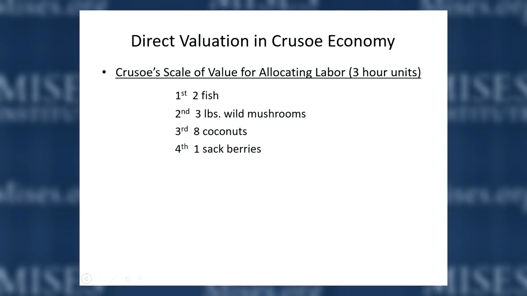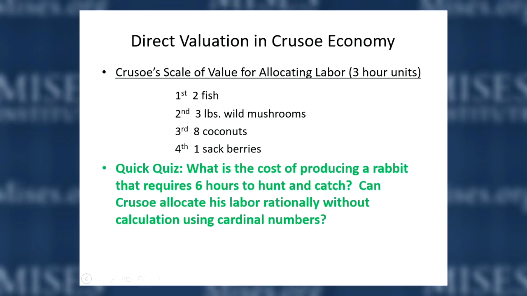So let's say you have somebody who works 12 hours a day, and this is their value scale. This is how they value the different things that they could produce, okay? And let's say that's what they produce every day, 2 fish, 3 pounds of wild mushrooms, and so on. Altogether, it absorbs the 12 hours. Let's say now they find rabbits on the island, this household or Robinson Crusoe. What's the cost of producing a rabbit that requires 6 hours to hunt and catch? They can figure that out pretty easily because it's just a few people there, and they can say, well, you know what? It'll cost us the satisfaction from the 8 coconuts and 1 sack of berries. So with the 6 hours that we use to catch a rabbit, we value the rabbit directly more than the 8 coconuts and 1 sack of berries.